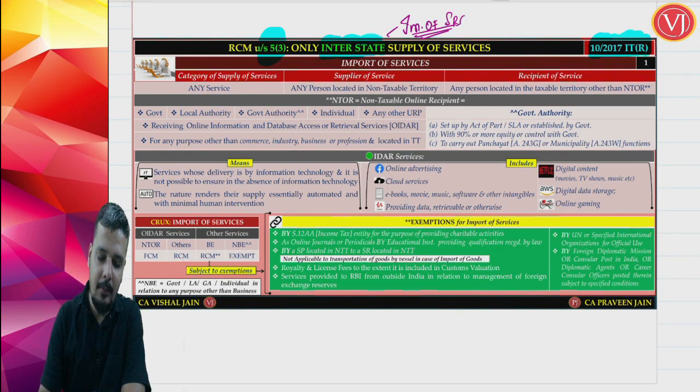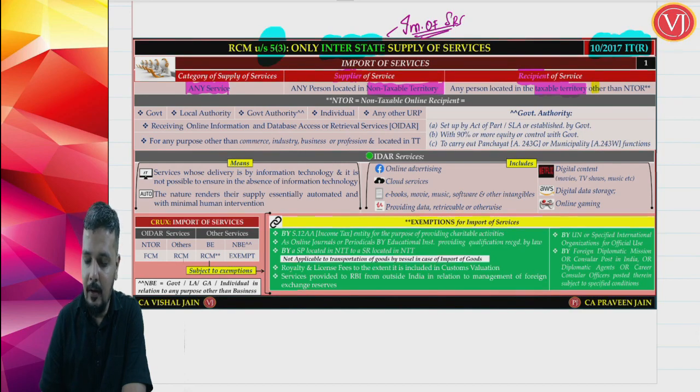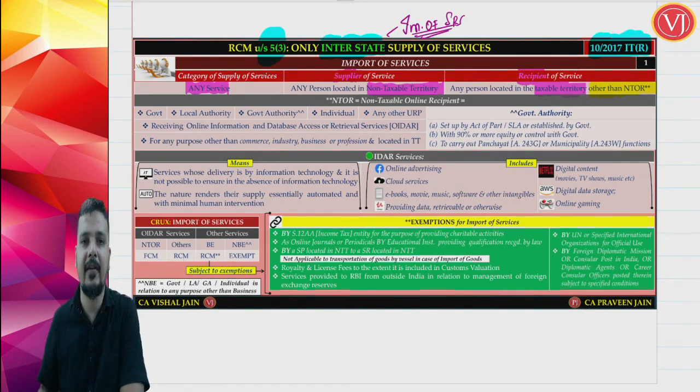Now when you talk about normal import of services, what are we talking about? The service can be any service, any category of service. The supplier should be a person who is located in non-taxable territory, that is, outside India. The recipient should be a person who is located in taxable territory, but other than non-taxable online recipient, a very important point. So for the recipient, we are not talking about a non-taxable online recipient.